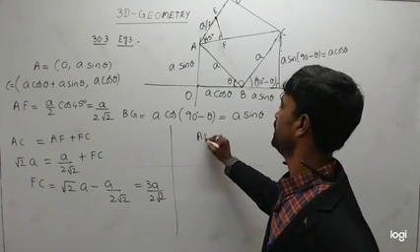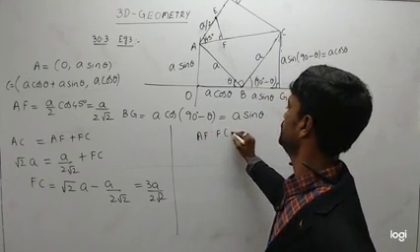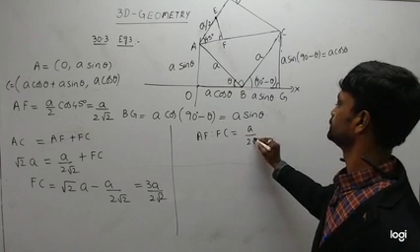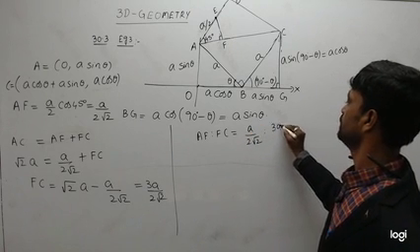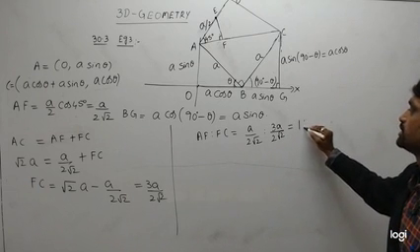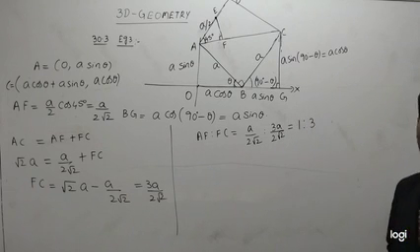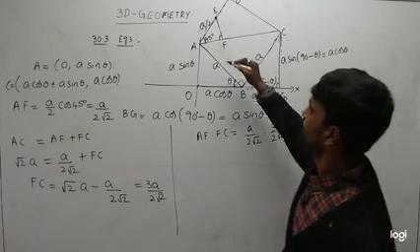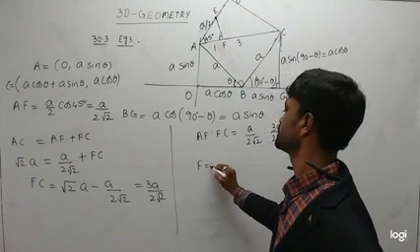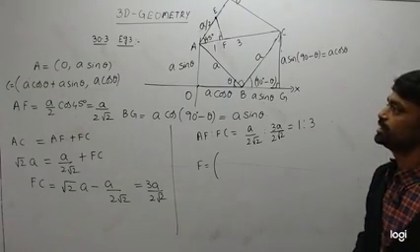You can find AF is to FC. AF is a by 2 root 2. FC is 3a by 2 root 2. So the a by 2 root 2 terms get cancelled. So what you'll get as the required ratio? 1 is to 3. So F divides AC in the ratio 1 is to 3. So using the section formula, you can find the coordinates of F.